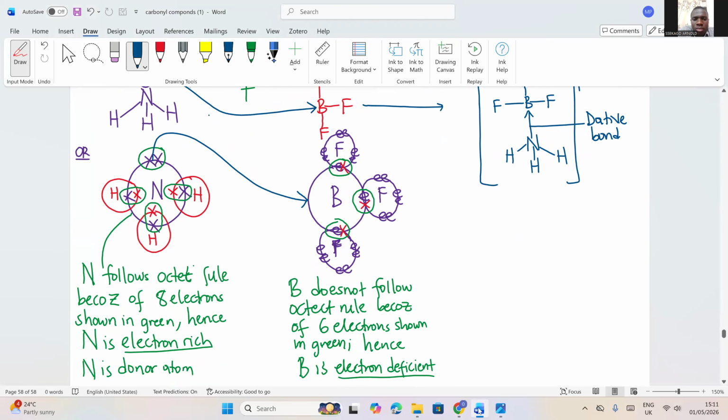I think that is taken note of. So if something is not following the octet rule, it is electron deficient. So allow me to stop here.